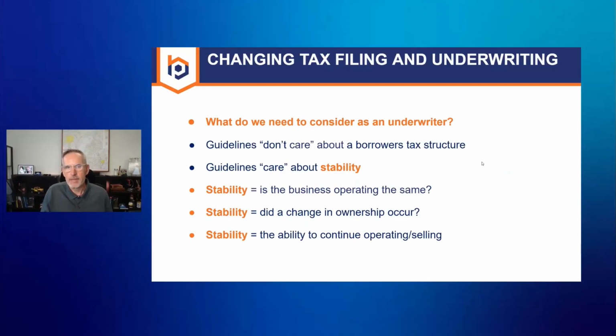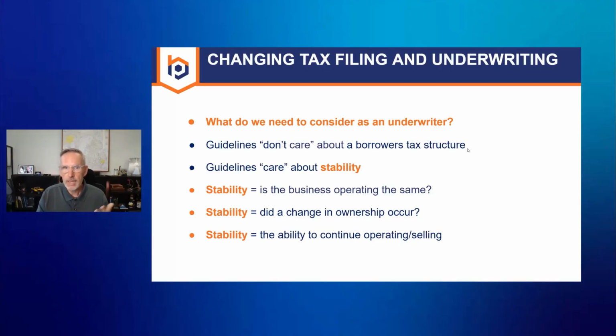All right, now let's get back into our world and get out of tax, CPA world. So what do we need to consider as an underwriter? When we think about this topic, remember we've got to go back to our core foundation as an underwriter, and that's stability of income, right? The guidelines don't care about a borrower's tax structure. Think about it. We don't really care what you pay in taxes. We go off of gross income.